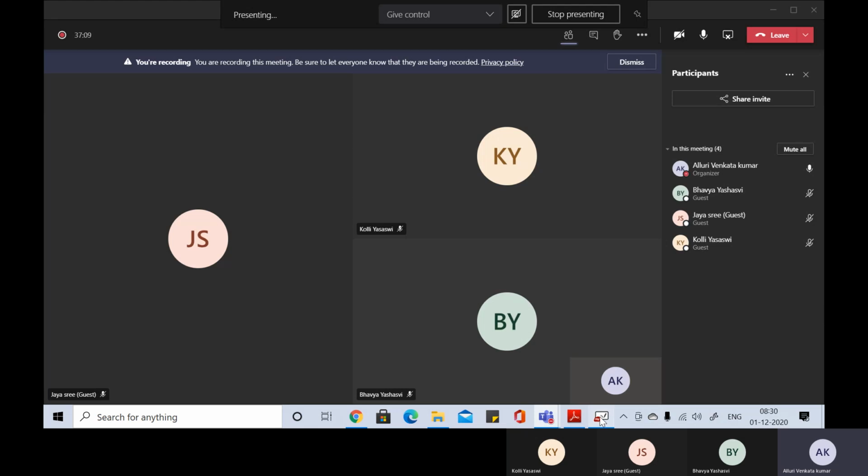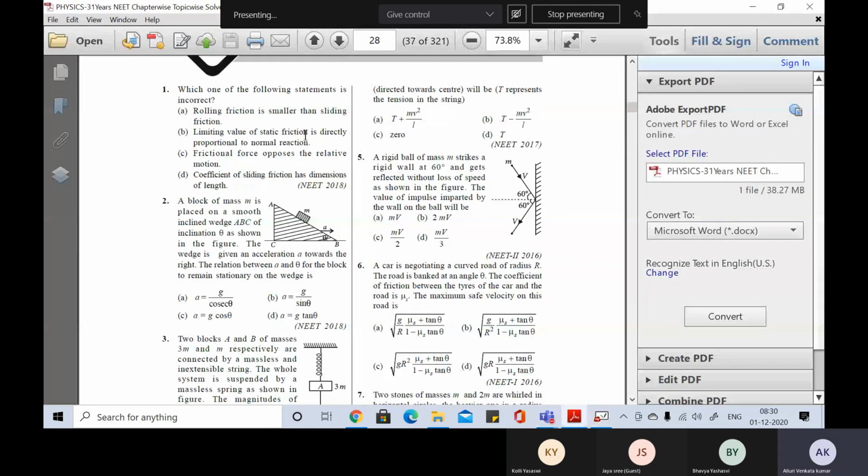Okay, KSSV, tell me what is the answer? Sir, I know that B and C are right, because the limiting value is directly proportional to the normal reaction, and frictional force opposes the rate of motion. Correct. Now only options A and D remain. A is: rolling friction is smaller than sliding friction. That is also correct.